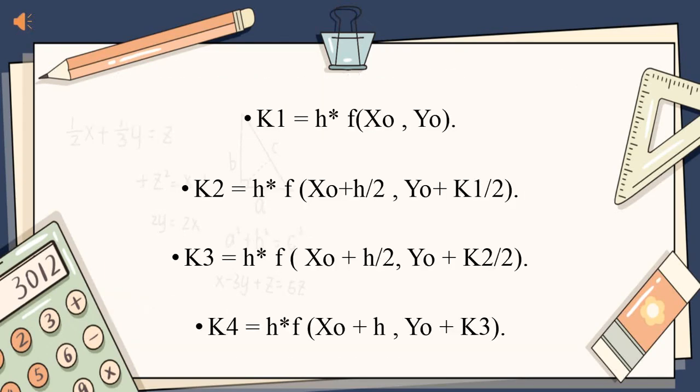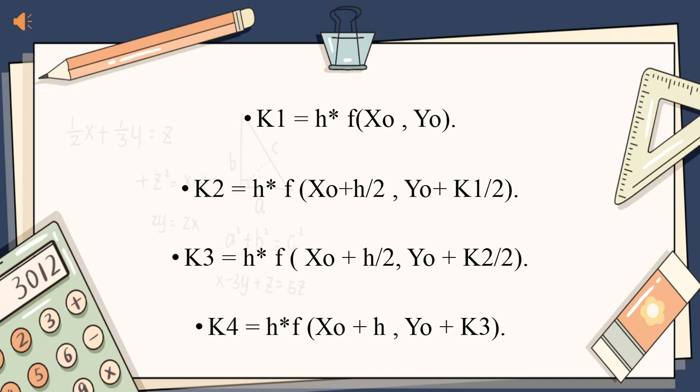In this case of fourth order we don't have two values as compared to the previous second order, where we only had two values, k1 and k2. Now we have four values: k1, k2, k3 and k4. What's the value of k1? k1 is equal to h into function of x0, y0.